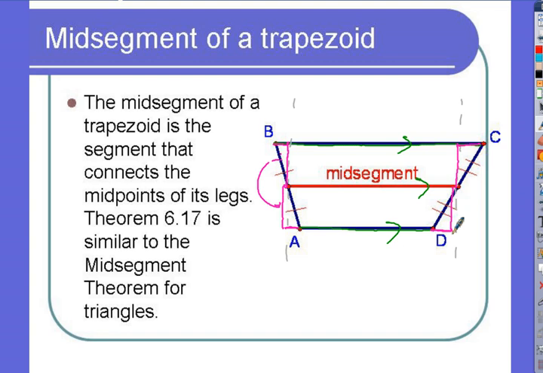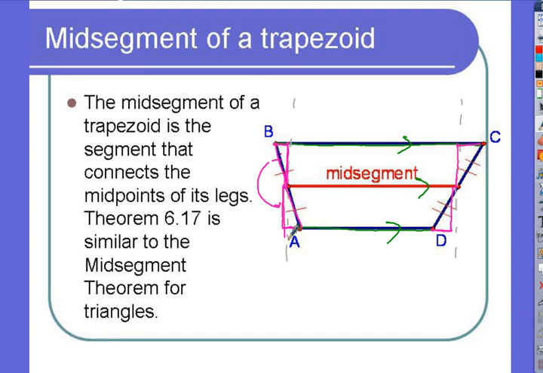What I'm saying is, if I took this trapezoid and I cut along that pink line right there, and I took this piece right here, I could pick it up and stick it right down there, right? Did that make sense?